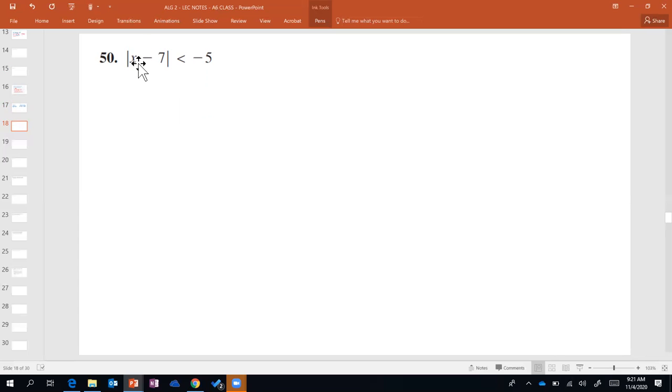Plugging in a 3 into there, that's going to be a -4. Absolute value of -4 is a 4. 4 is less than, hold on, no. Is 4 less than -5? No. Is 0 less than -5? Is 7 less than -5? No. Okay, so real quick here, let's develop some rules. Everybody agreed with no solution here? Yeah, there's nothing, because everything's going to be positive, and you can't have a positive that's smaller than a negative.